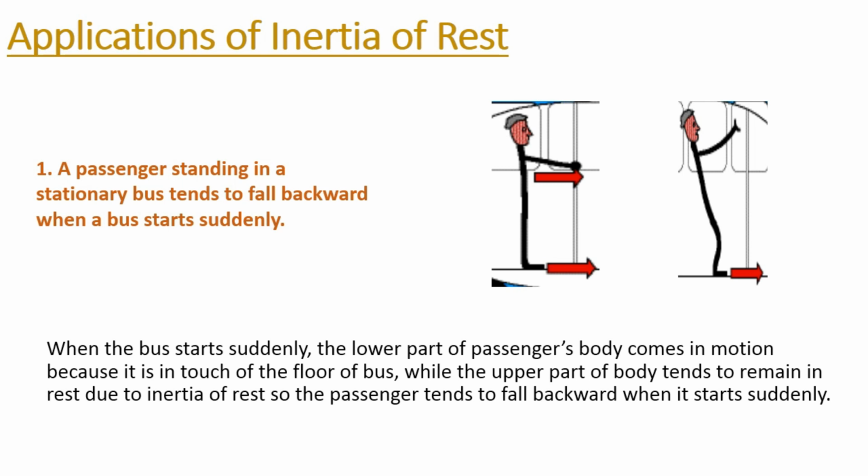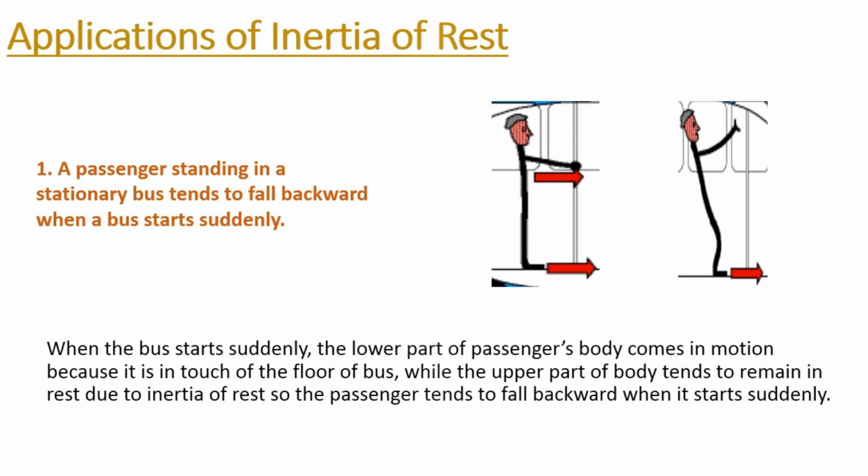When the bus starts suddenly, the lower part of the passenger's body comes in motion because it is in touch with the floor of the bus, while the upper part of the body tends to remain at rest due to inertia of rest. So the passenger tends to fall backward when the bus starts suddenly.